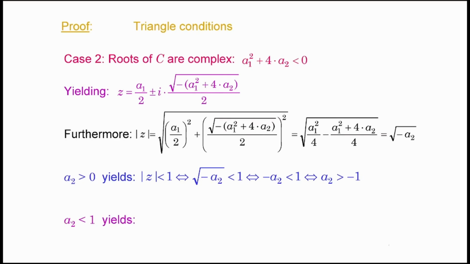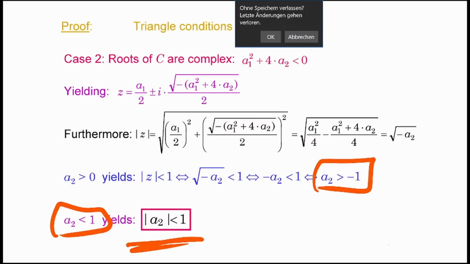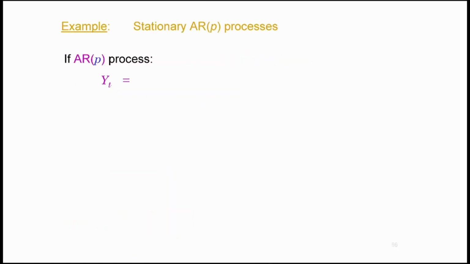And if a2 is less than 1, where is this coming from? This is coming from the conjunction of the previous two conditions, and this yields the other one. So combine the two, and that yields this condition. All right, so that's something that you need to think about. And so this is showing the first condition of the triangle condition. So I was showing everything from that, and that's basically what it was.